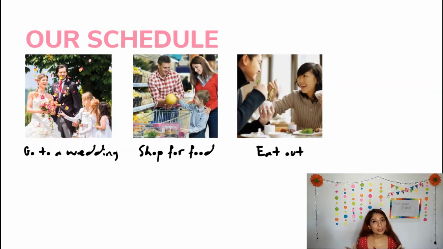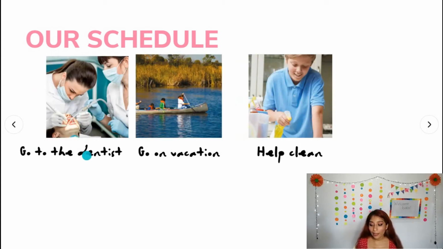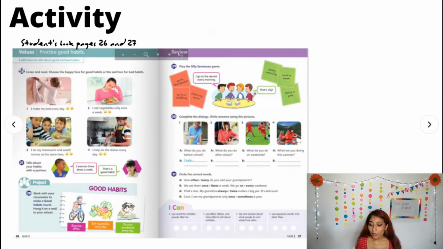And we have the vocabulary from this unit, and it's our schedule. We have activities that are important. Maybe we don't do them every day, but they are important, and sometimes we do them. We have go to a wedding, shop for food, eat out. Also, we had go to the dentist, go on vacation, and help clean.